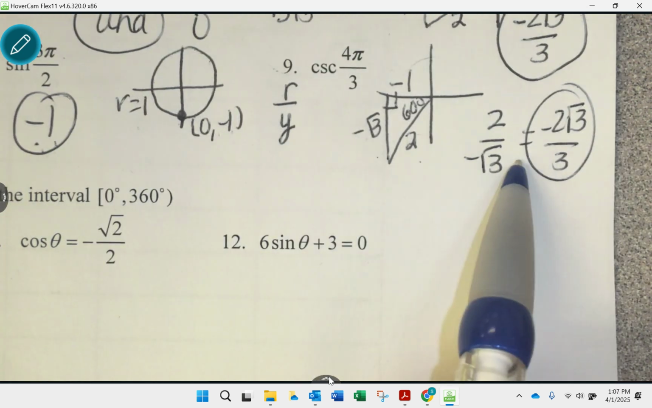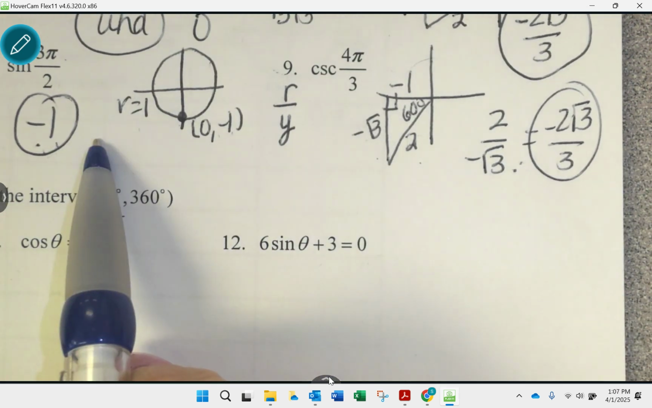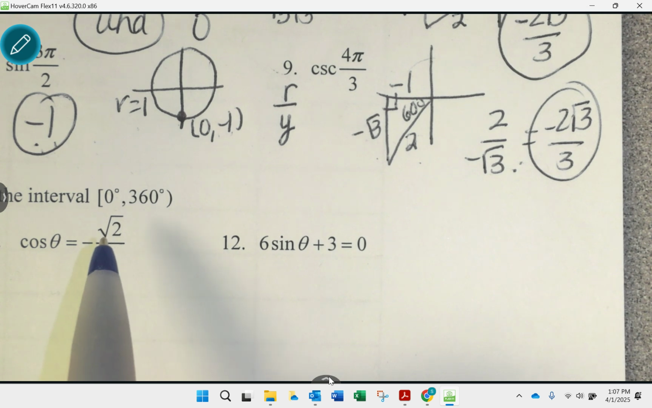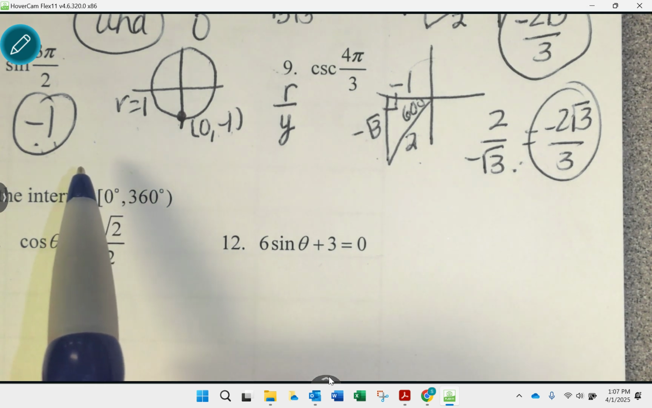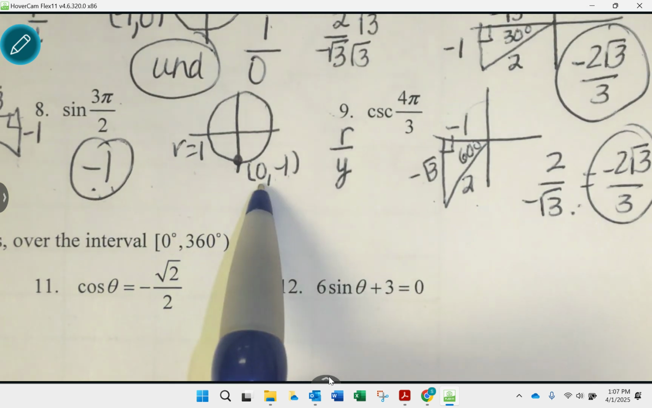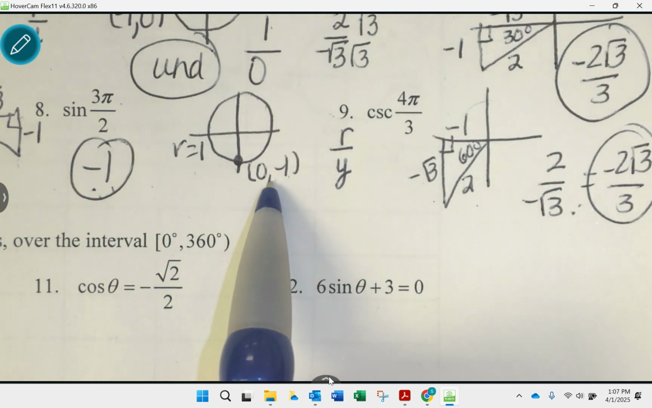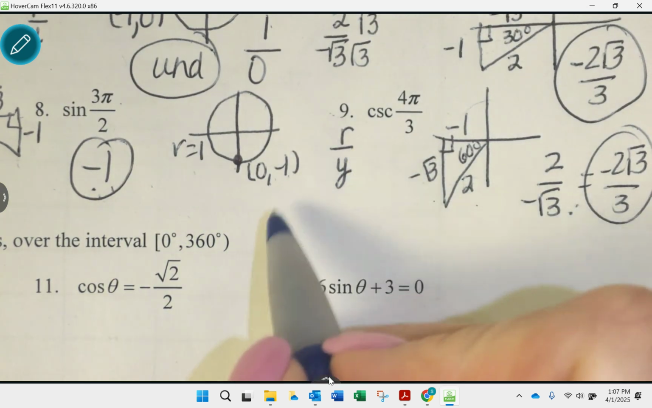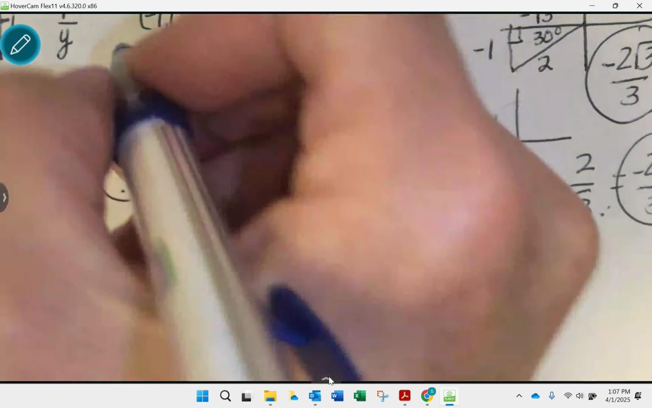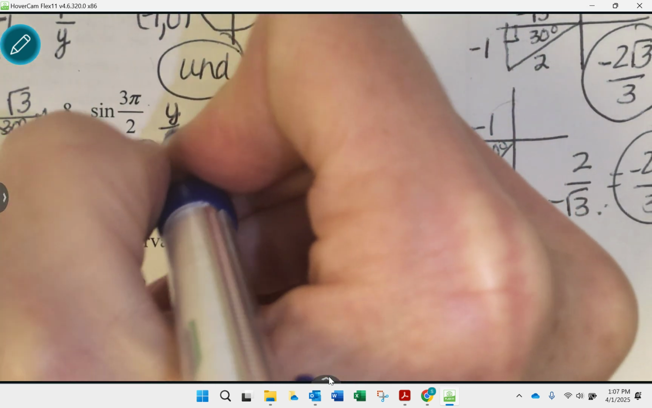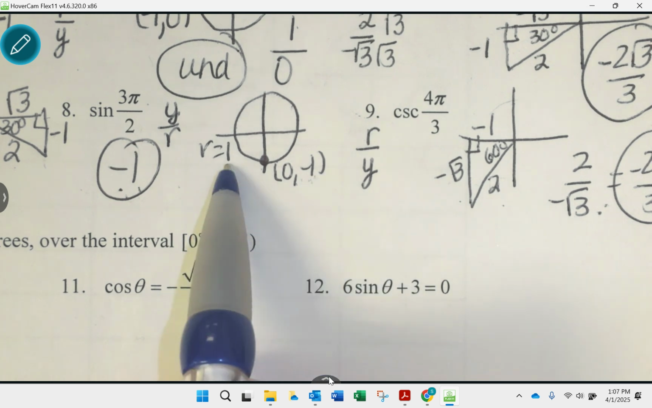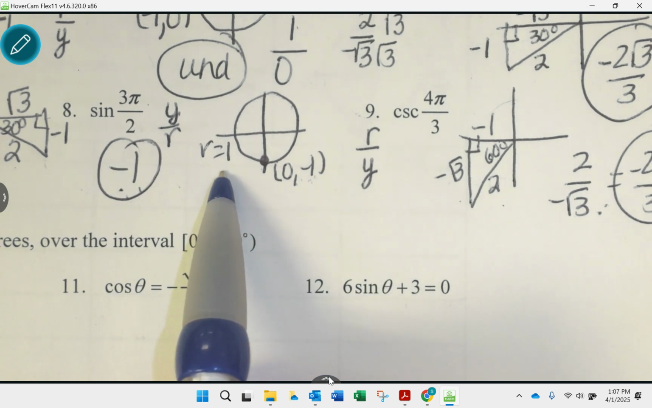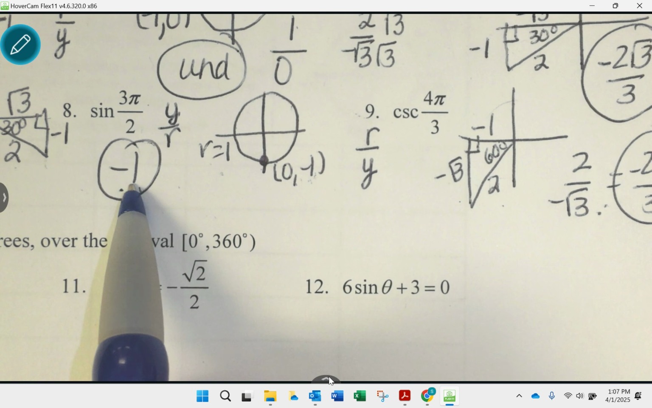Did you get at least one of those two correct? Anybody get both of them correct? Nobody? Why not? What's confusing? The first one? You see now why it would be that? Sine is y over r. The y value is -1. The r value is +1. -1 divided by +1 is -1.